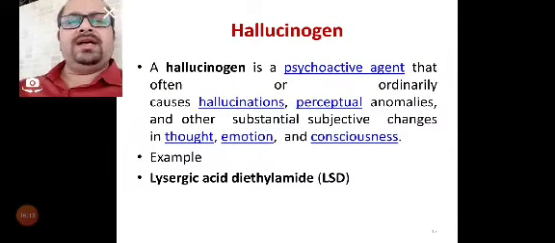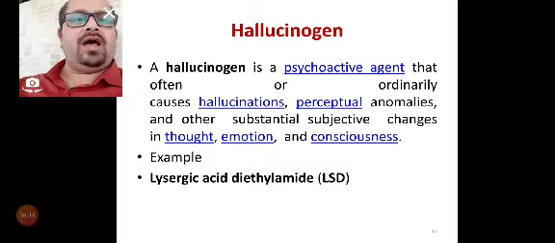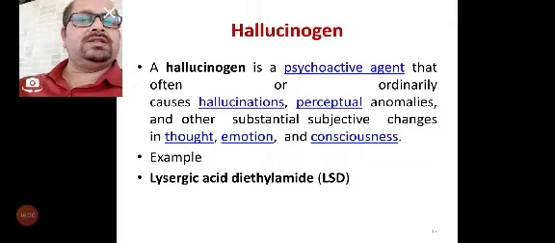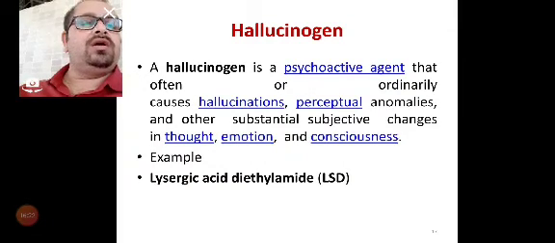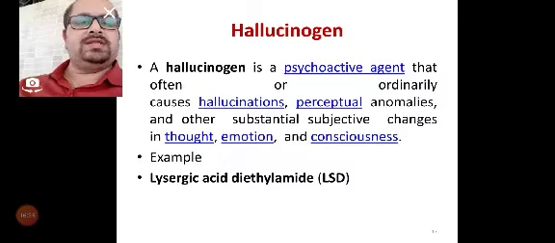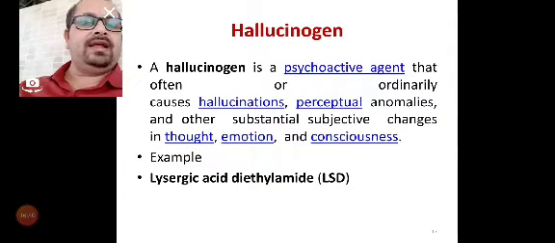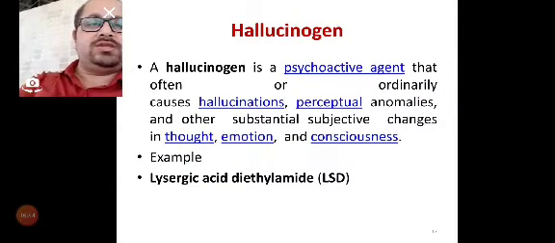The next class of CNS stimulants or analeptics is hallucinogens. A hallucinogen is a psychoactive agent that ordinarily causes hallucinations, perceptual anomalies, and other substantial subjective changes in thought, emotion, and consciousness. A very nice example of a hallucinogen is LSD. LSD means lysergic acid diethylamide, and lysergic acid derivatives are used as hallucinogens.